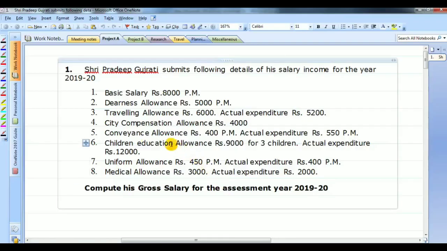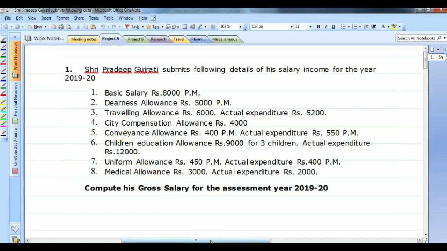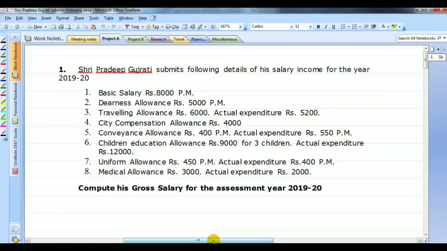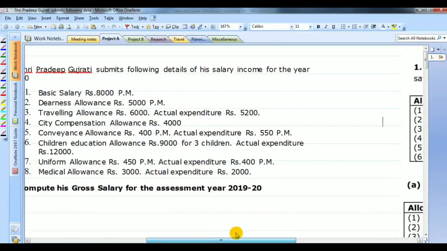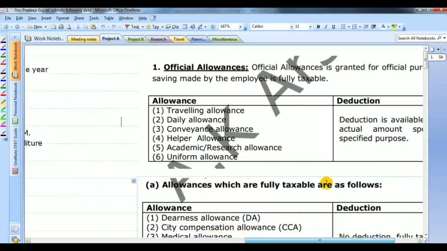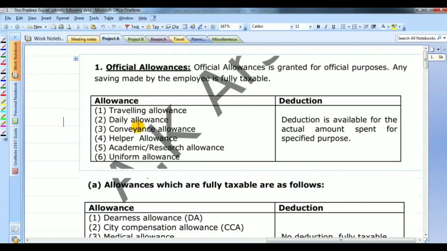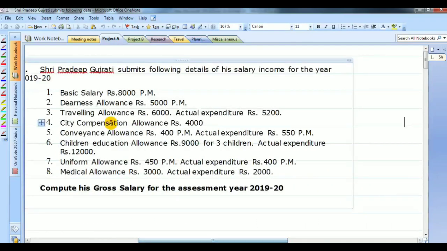The next is conveyance allowance of 400 per month and actual expenditure is 550 per month. Here the actual expenditure is greater than conveyance allowance which has been received, so nothing has been left with the employee. There is no benefit in the hands of the employee, so nothing will be chargeable. Still, let us just look at where conveyance allowance stands. Conveyance allowance is an official allowance, so whatever we receive from that, amount spent for actual conveyance will be deducted. So let us solve that.